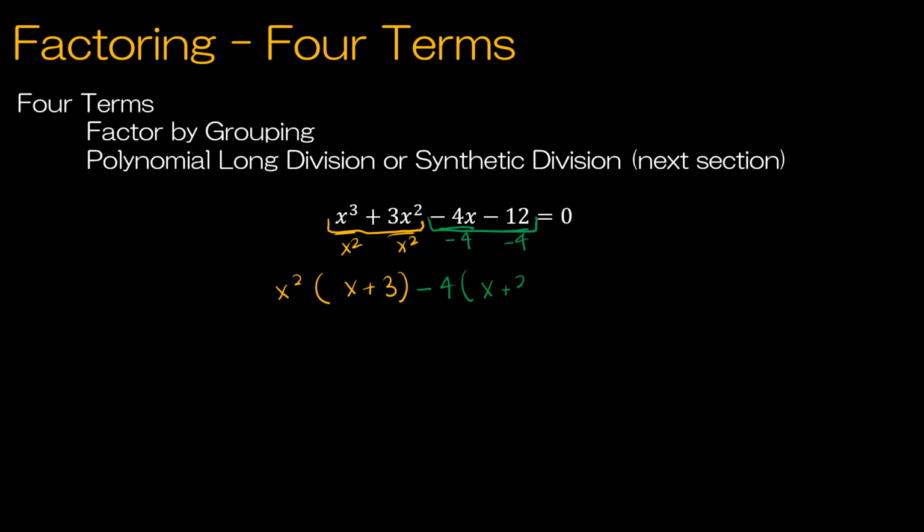Now stop right there. If these two are not exactly alike, you cannot factor by grouping. They have to be exactly the same. If they are exactly the same, what's going to happen is we're factoring using that distributive property. We're saying, look, x squared has a factor of x plus 3, and 4 has a factor of x plus 3. And so I can take these together and say x squared minus 4 has a factor of x plus 3.